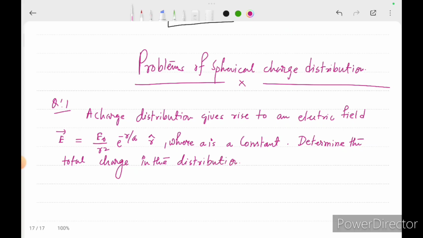Please kindly try to understand the context of this question. A charge distribution gives rise to an electric field, and we will determine the total charge in the distribution. So our main goal in this question is to find out the total charge in the distribution. First of all, understand what information is actually given in the question.